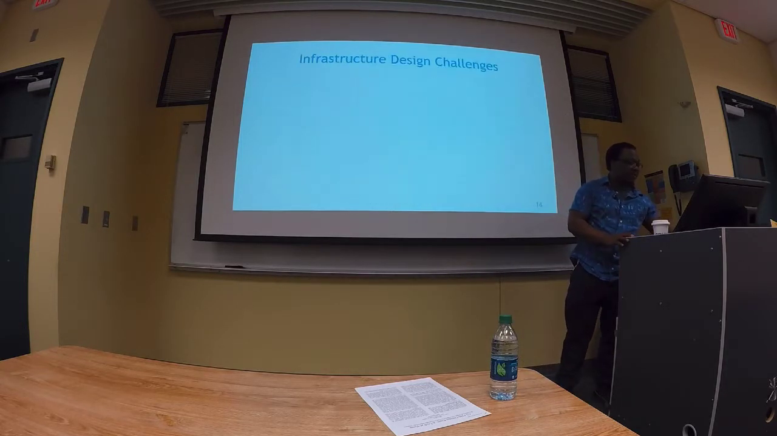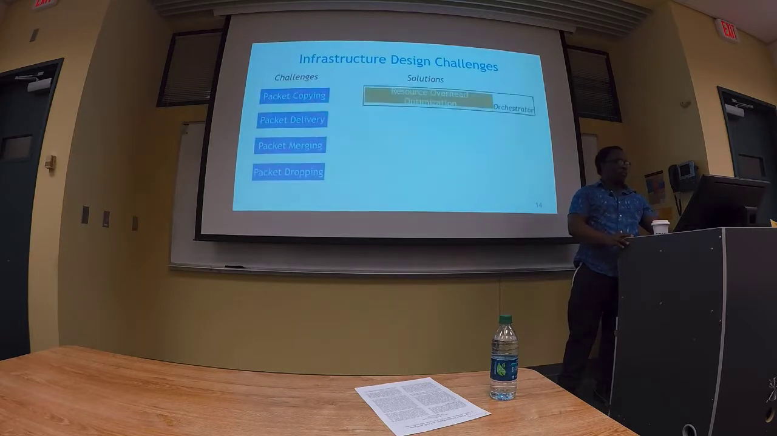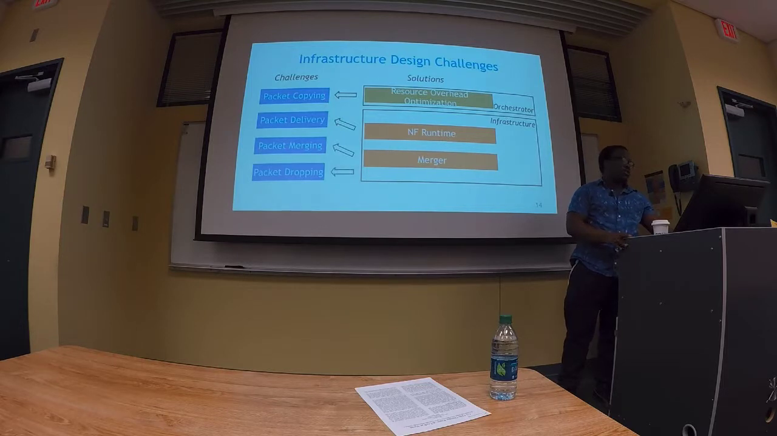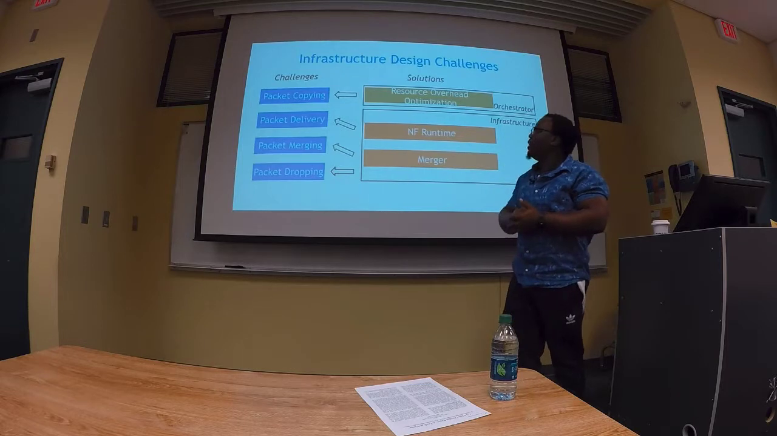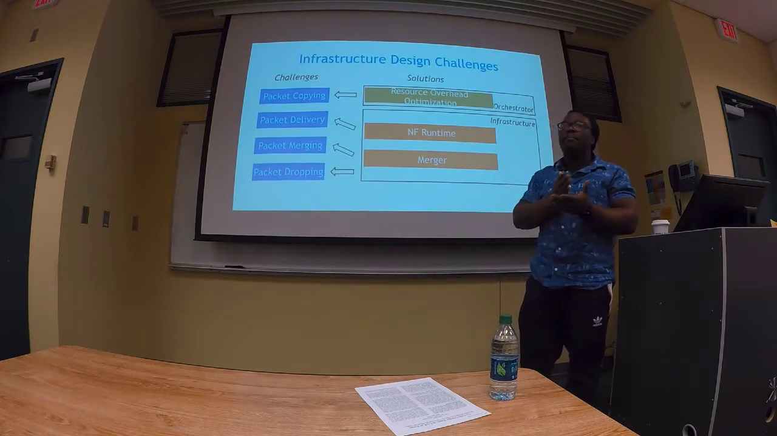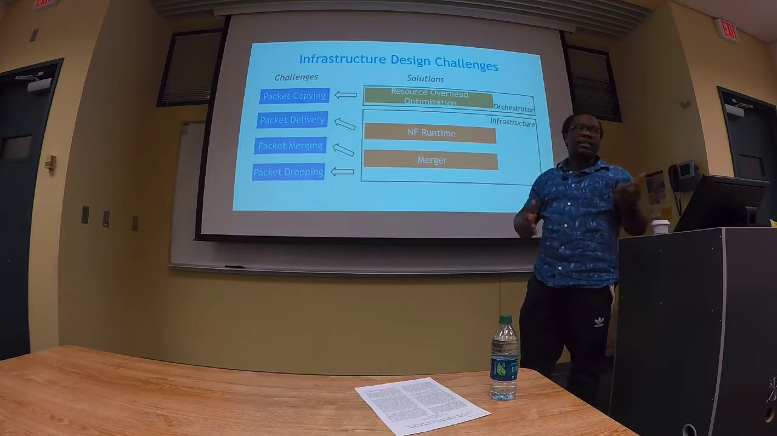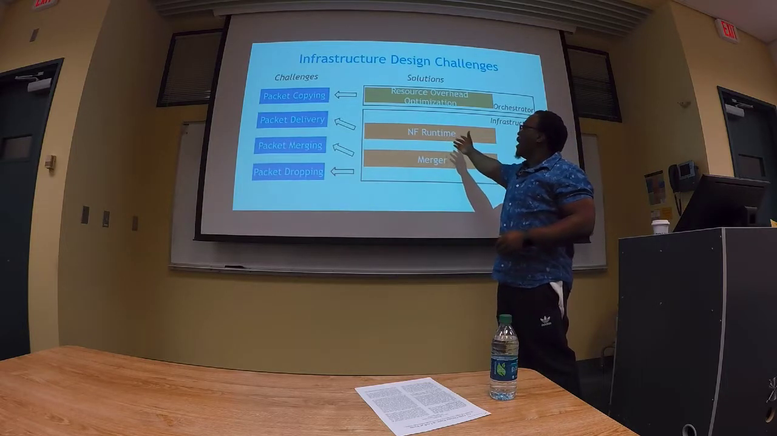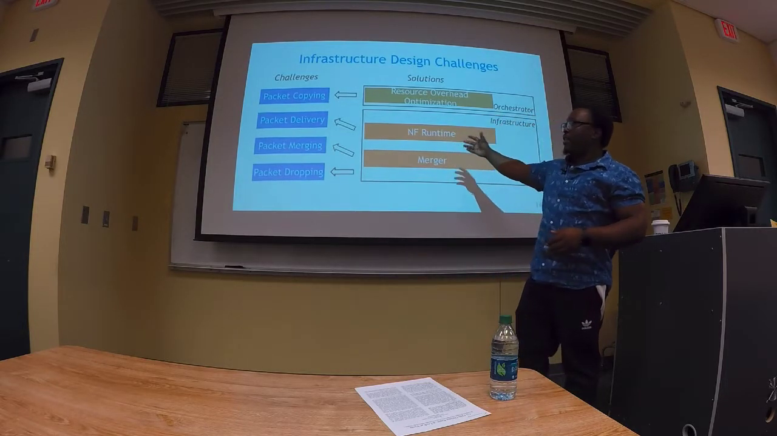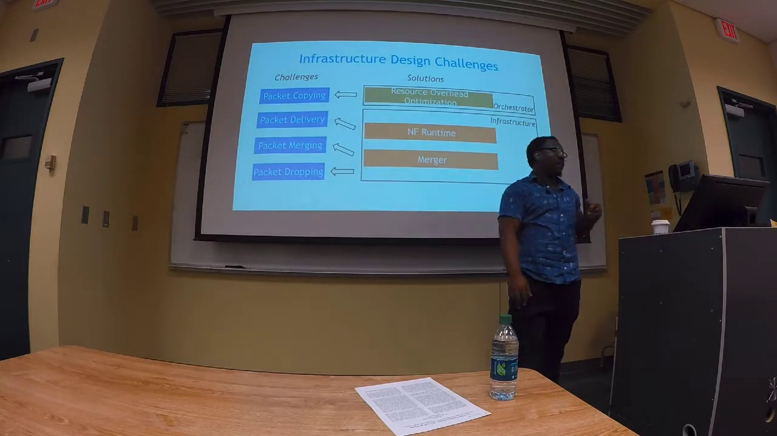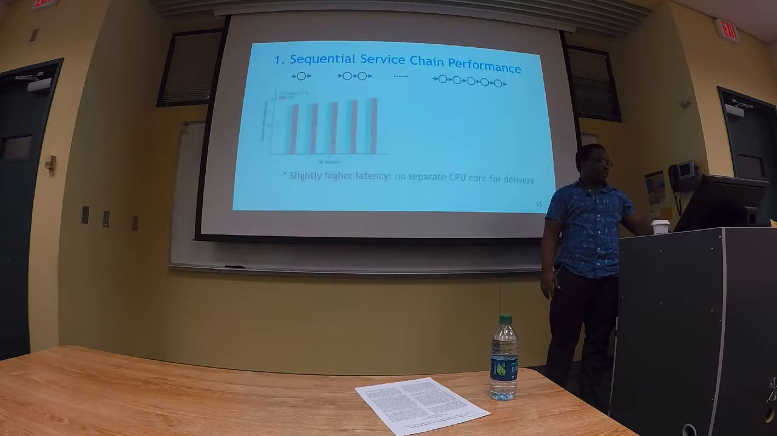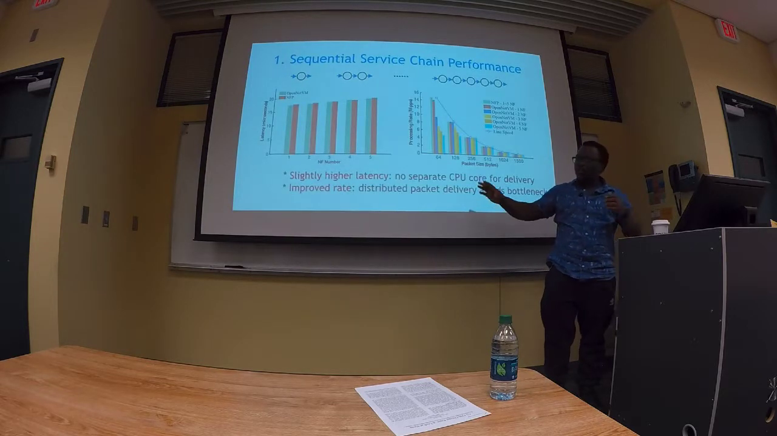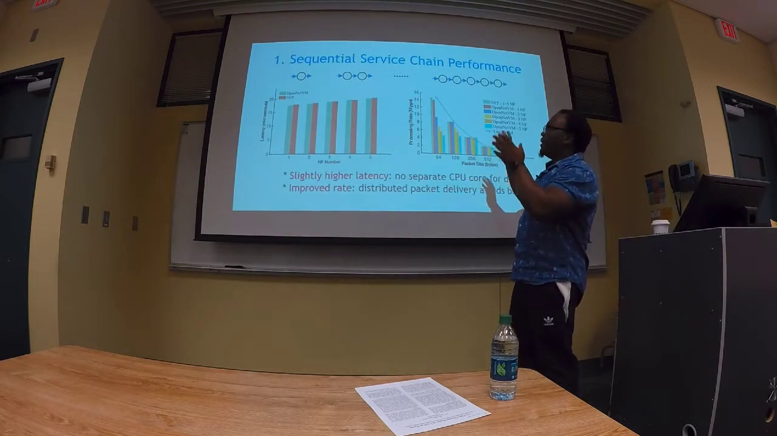The rest, I think it's self-explanatory. Okay, so what exactly were they able to achieve with their research? First, they achieved resource overhead optimization by reducing the number of packets being copied using dirty memory reuse. We also have the NF runtime and the merger, which handles the packet delivery, the merging, and the dropping. For the sequential chain, this is just showing the graphs that they came up with.